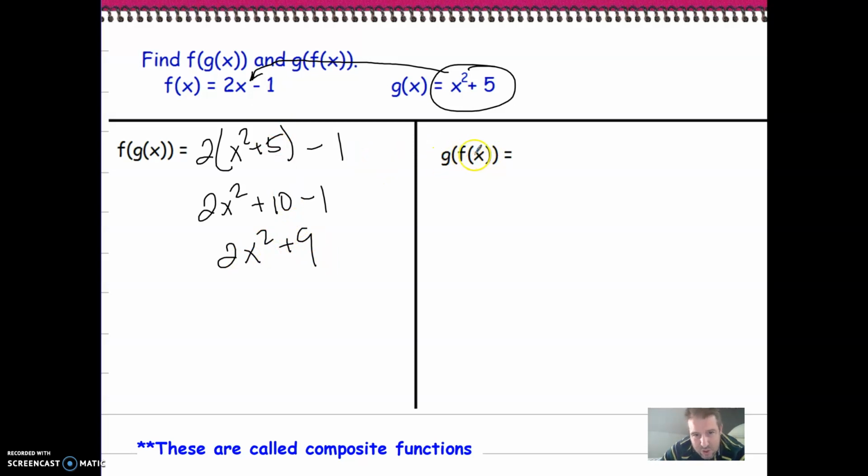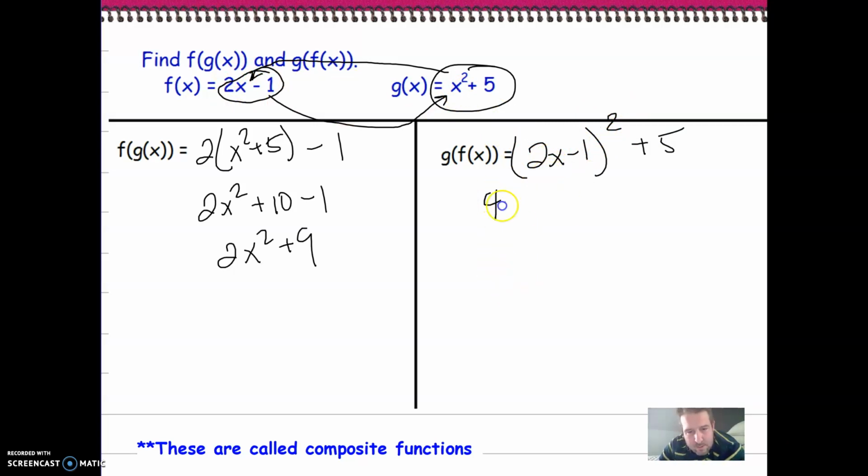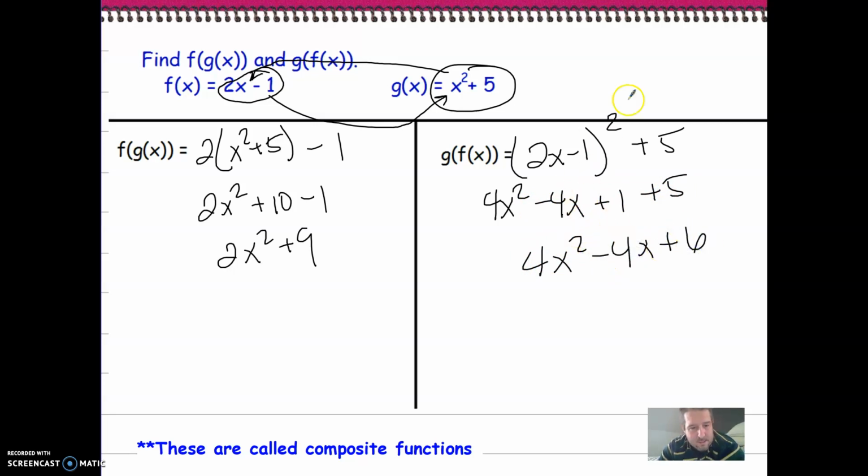Okay, so what if it's g of f of x? Now I'm going to take the opposite. I'm going to take this function and plug it into this equation. So it's 2x minus 1 squared plus 5, because I took this function and placed it in for x. Squaring this, that becomes 4x squared. Outers and inners will both be minus 2x, so minus 4x plus 1. Clean that up again. 4x squared minus 4x plus 6 is your answer.